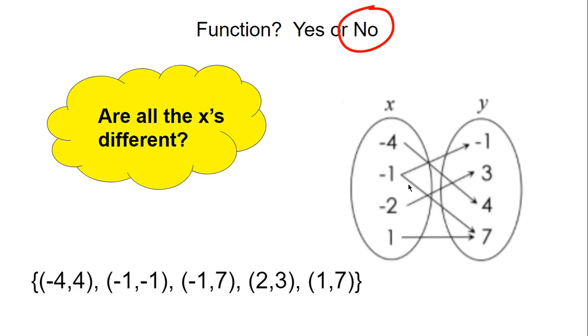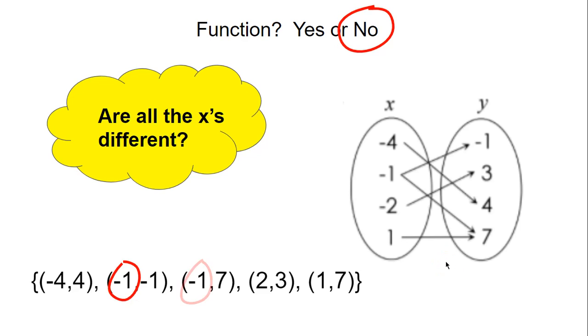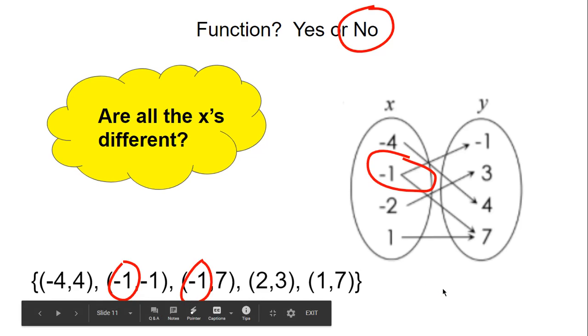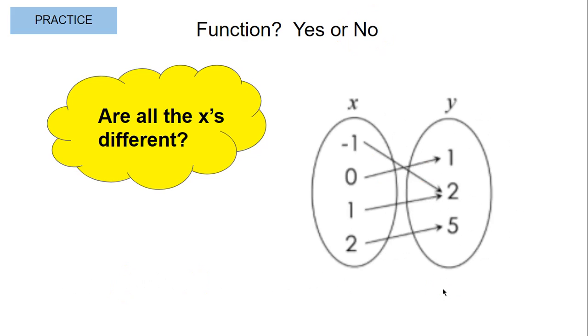You can quickly tell if a mapping is not a function because it will have two arrows coming from the same x value. The -1 and the -1 repeat. And you can see these two arrows coming from the -1 value. This is not a function.